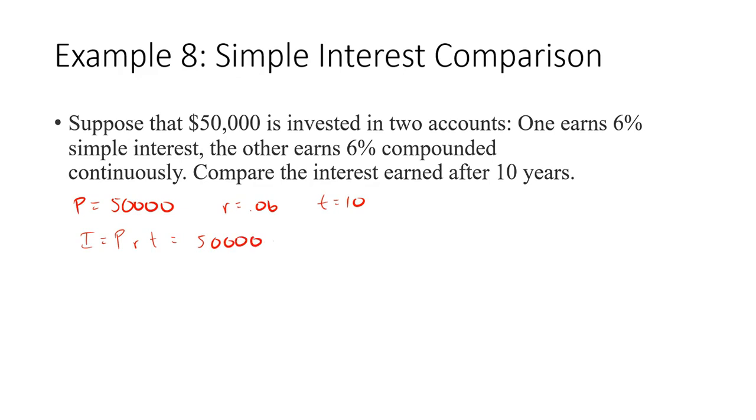50,000 times 0.06 times 10. And we find that the interest earned after 10 years is $30,000. And so the interest each year, in this case, would just be $3,000.